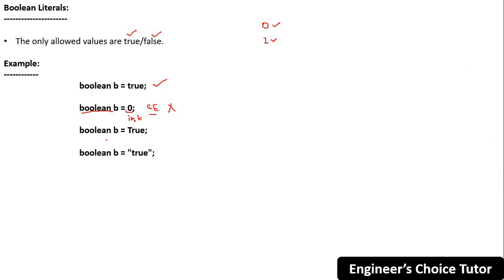Now let's see the next example. Boolean b is equal to true, where t is capital. You will get an error here again, a compile time error, and I have covered this in the last lecture. What will you get in the output? You will get a compile time error. Why? Because it will treat this true as a variable, and the compiler will search for this variable. Where is this true variable? It will not be able to find this variable, then it will give you a compile time error.